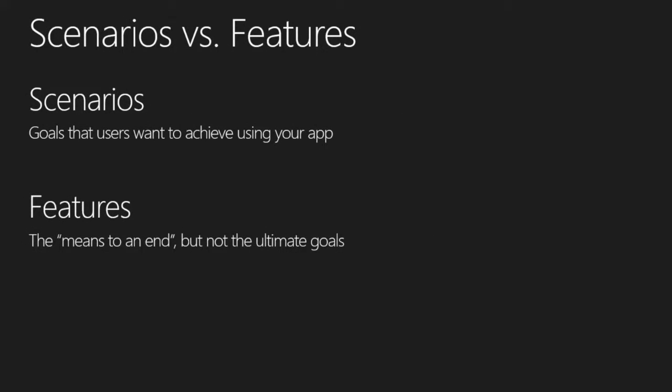Now, as I mentioned earlier, there's a third component, which are your features. So a good way to distinguish between scenarios and features is that scenarios are goals that users want to achieve using your app, and features are the means to the end, but not the ultimate goals. For example, a feature of a messaging app may be to change the font styles, bold the text, or change the color, but it's not a scenario. You don't use a messaging app so that you can bold your text. You use it so that you can communicate your thoughts in real time to your friends.